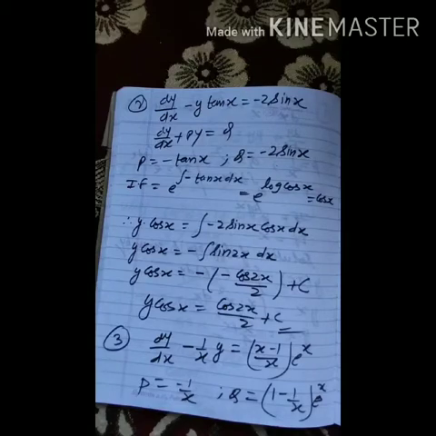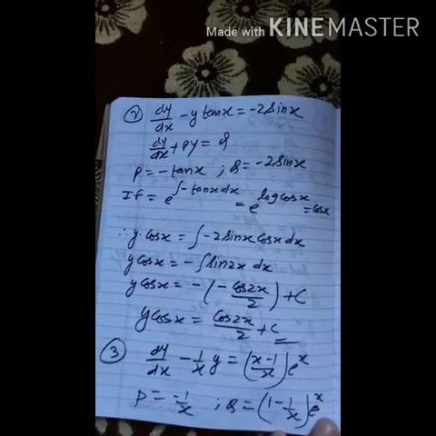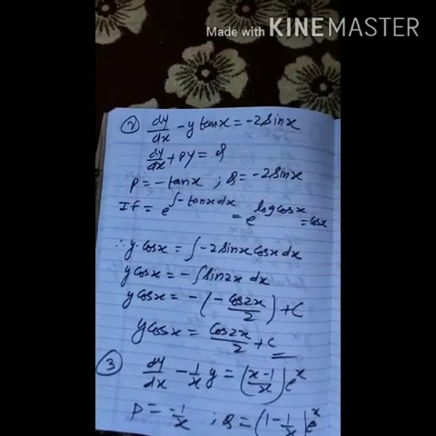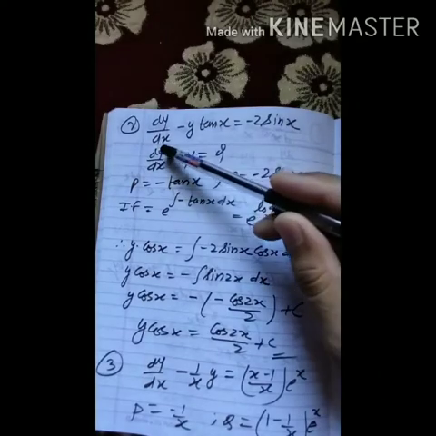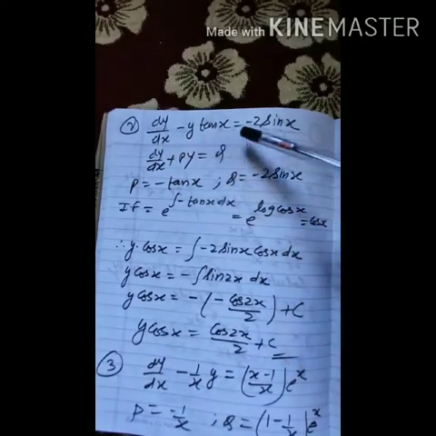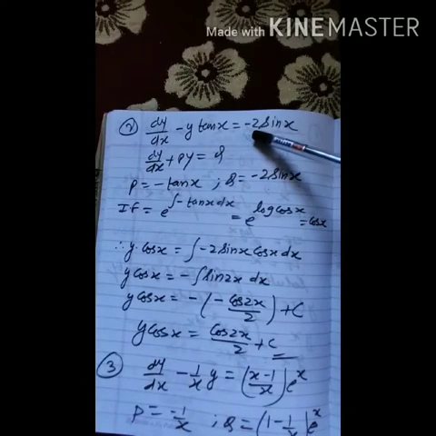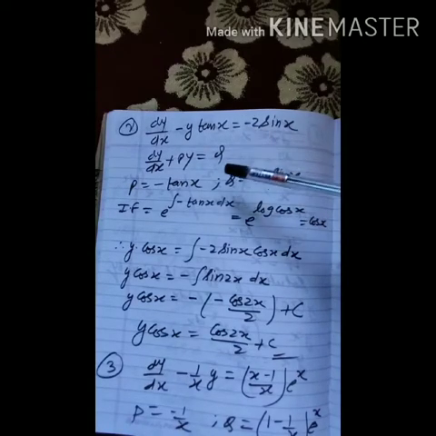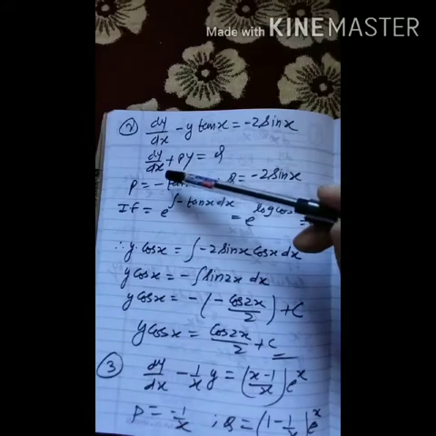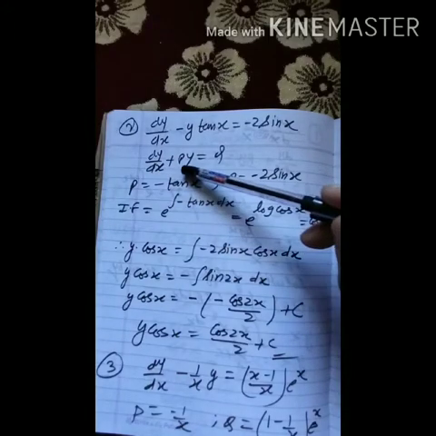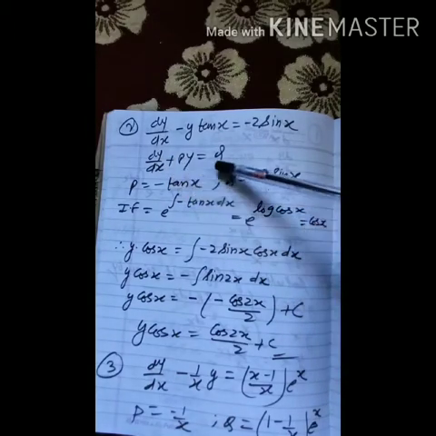Students, today we will continue the same topic, that is differential equation of the type linear differential equation. So, in this, let us take an example: dy by dx minus y tan x equal to minus 2 sin x. So first of all we compare this differential equation to its form, that is dy by dx plus py equal to q.